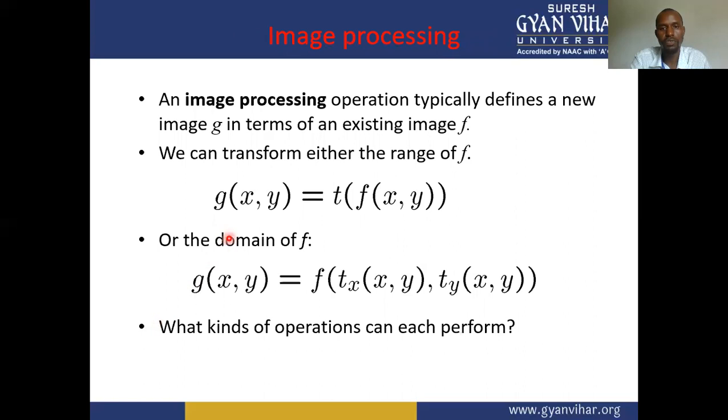Now let us look at what image processing is. Image processing typically defines an image g in terms of an existing image f. Now, this is very necessary, and I want you to understand it. You see, whenever you've captured an image and you've stored it in memory, take that one as your original image f.